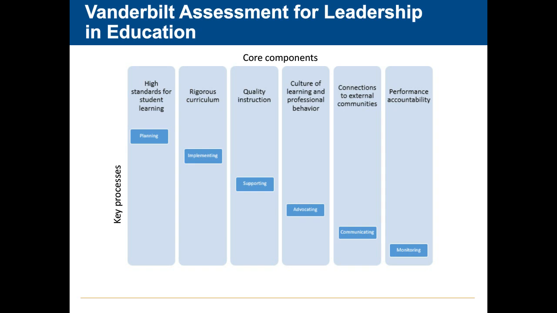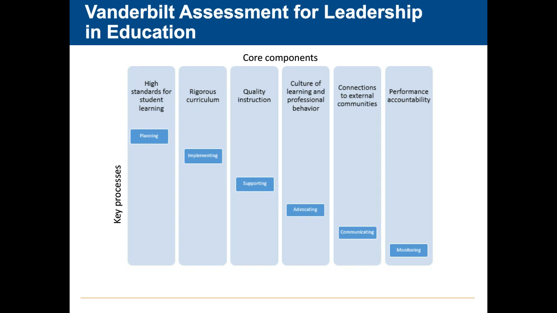Specifically, the VAL-ED encompasses 6 core components and 6 key processes, which are highlighted on the screen right now. Within the frame of the VAL-ED, core components are characteristics of schools that support the learning of students and enhance the ability of teachers to teach. Key processes refer to how leaders create and manage those core components. The idea is that key processes create core components.